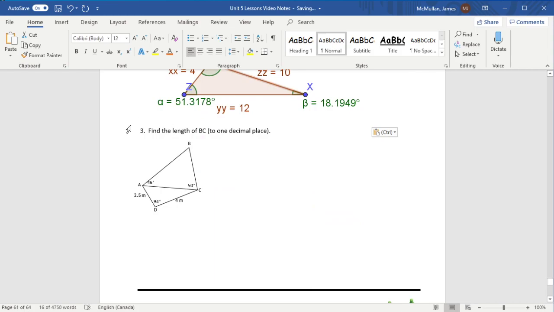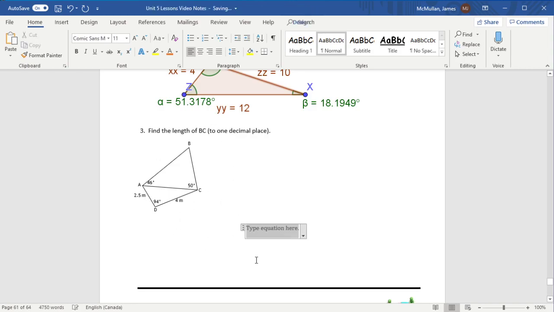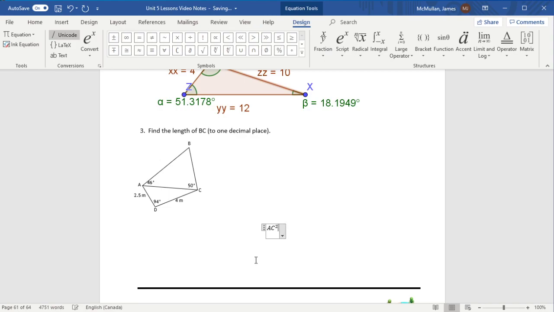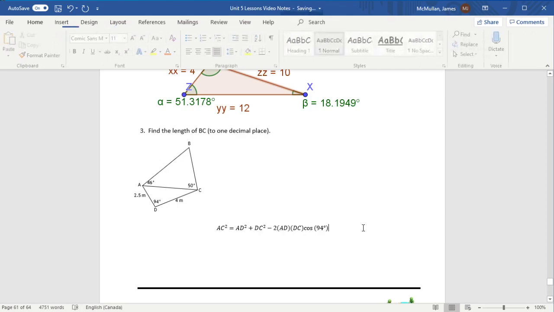Okay, this one, find the length of BC to 1 decimal place. So BC is over here. Again, when you're looking at a triangle like this, what we could say here is that AC squared equals AD squared plus DC squared minus 2 AD DC cos 94. So I'm going to find this length here first, and then I'm going to be able to find this side using the sine law.